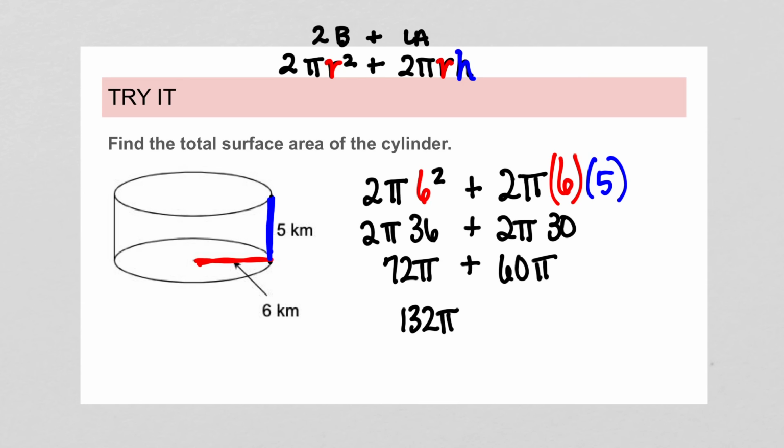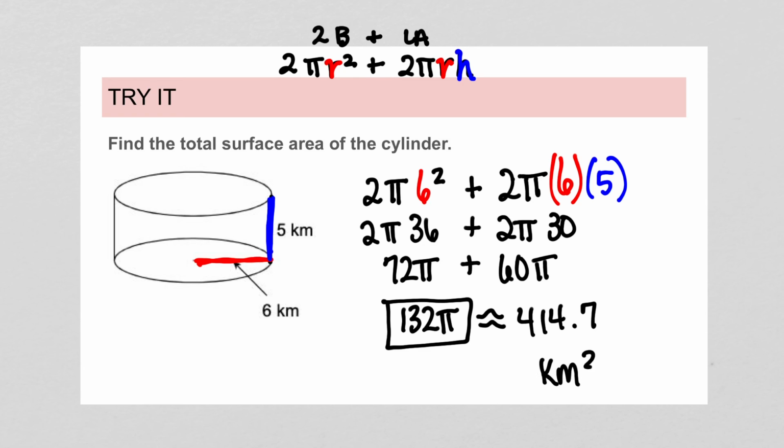You can call me out if I'm wrong at home. Okay, so 132 times pi. That is an exact answer in terms of pi. If I want to estimate that, I can pop it into a calculator. 132 times pi will estimate out to about 414.7. And in this case, it is kilometers squared.